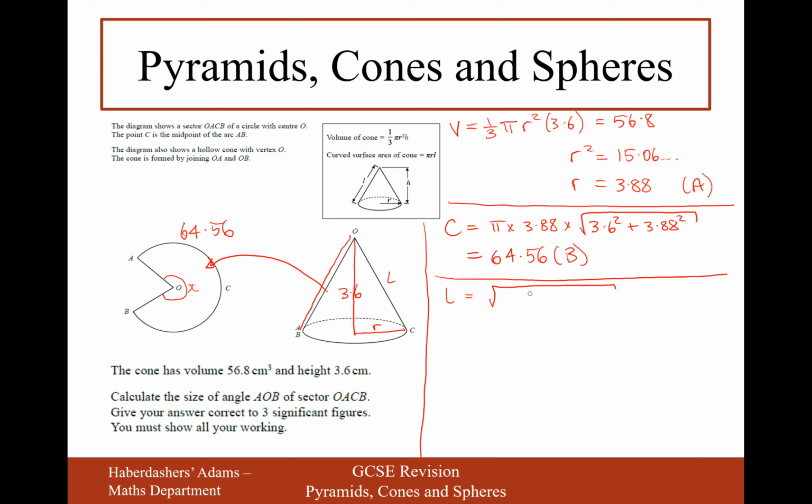So I need to work out the length of this slant. That was the Pythagoras calculation that I did previously: 3.6 squared add 3.88 squared. 3.88 was, remember, A, so that's what I'll use in my calculation for this. 3.6 squared add A squared, and that gives me 5.29. So the radius of this circle is 5.29.